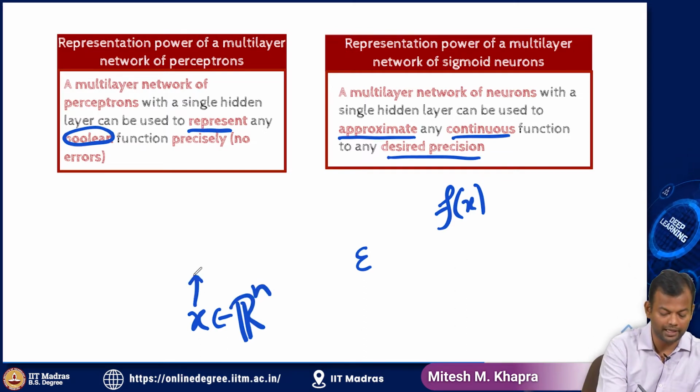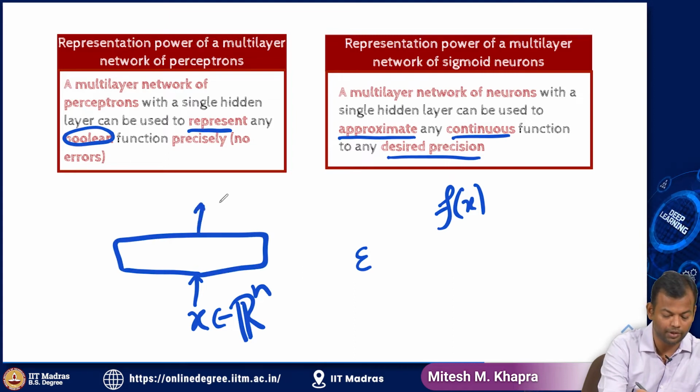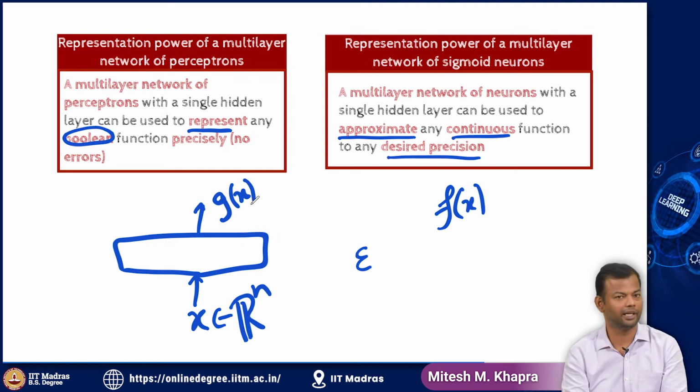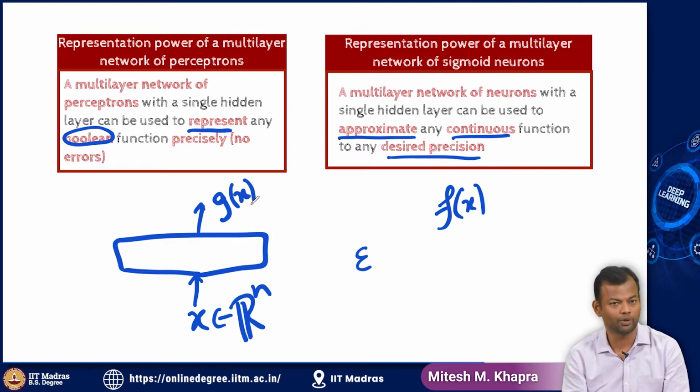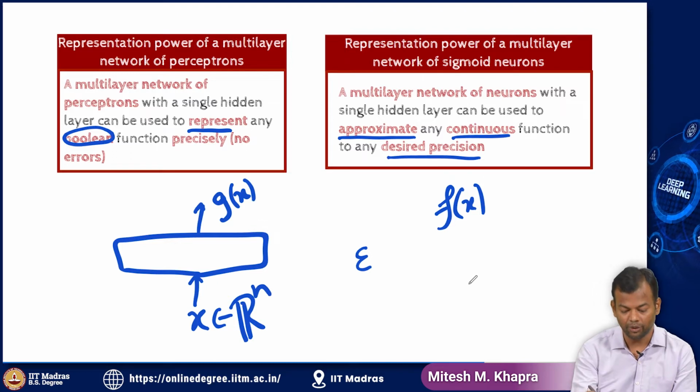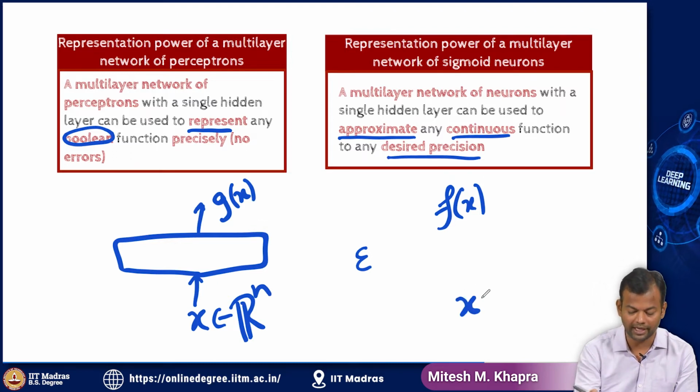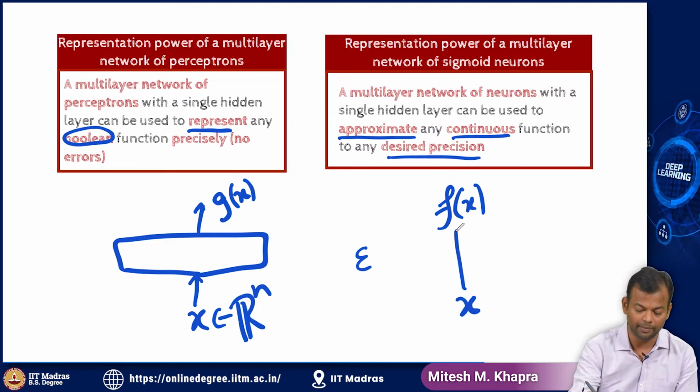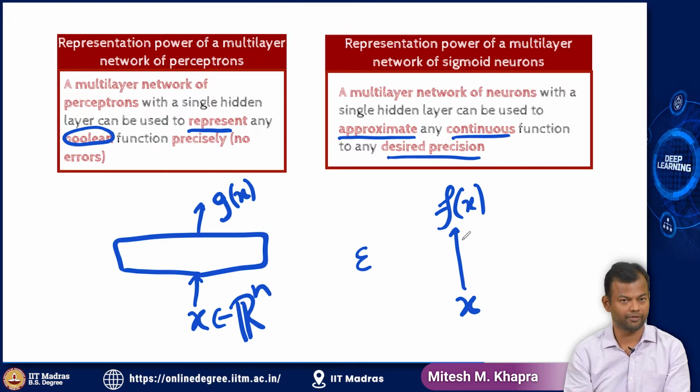And I'm going to design a network. I don't know what the network looks like. And the network is going to give me a certain output. Let me call that g of x. So far I've been calling it f hat of x, I'm just calling it g of x. And I know that there is some true function also, such that when I take this input and pass it through the true function, I get the output as f of x.